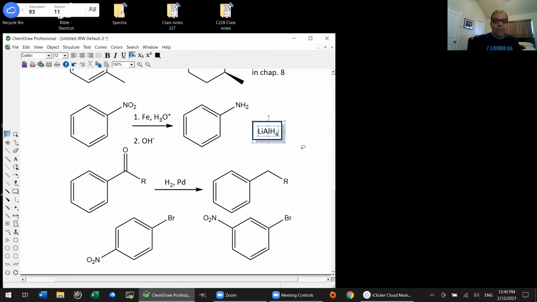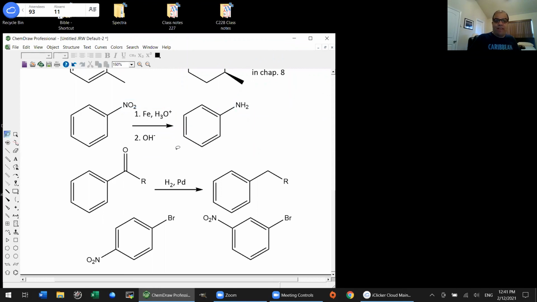Right, a couple more reduction reactions that I think may come in handy. I don't know why I put LAH there. Anyway, that may especially come in handy when you're looking at synthesis problems involving aromatic compounds. One thing you might find yourself needing to do is reduce an aromatic nitro compound to an aniline derivative, an aromatic amine. And there's actually a few different ways to do that.